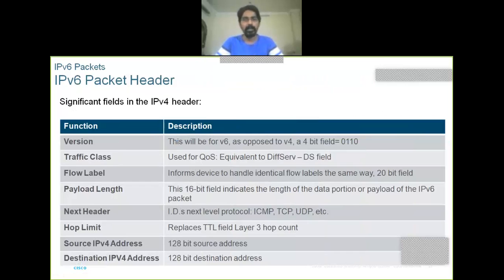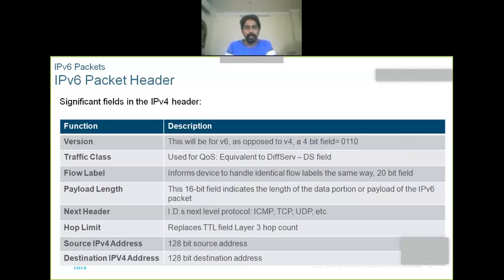Version 6 is indicated with the binary value 0110. Traffic class means instead of using differentiated services as in IPv4, here we will apply a quality of service mechanism. We learned quality of service in the first year module. So that is applied over here, traffic class. According to the class, we will have priorities. Next, flow label. We'll apply some labels so that we can identify the packet flow easily. Next, payload length. Payload length means the length of the data portion. The data portion of the packet is called the payload.